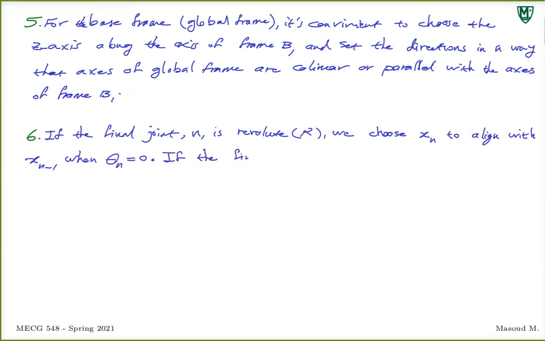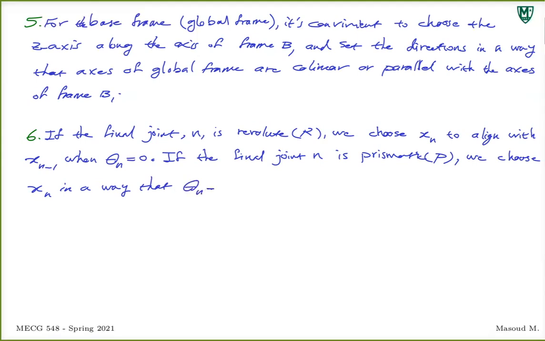If the final joint n is a prismatic joint, or P, we choose xn in a way that theta n is equal to 0.